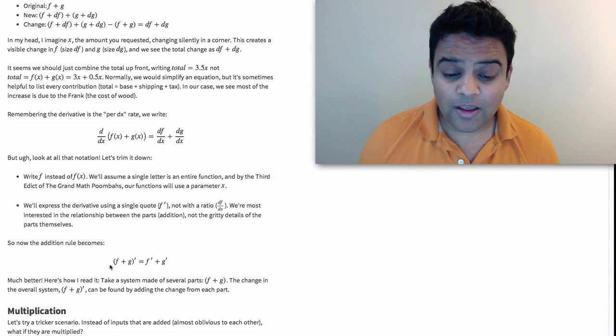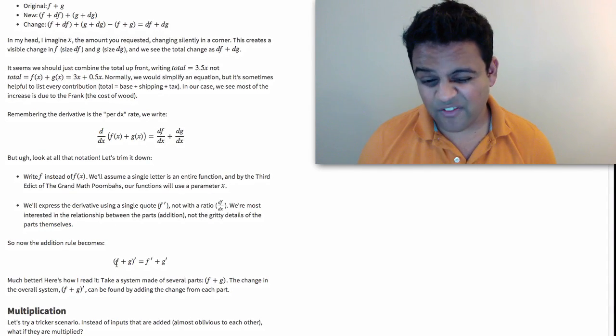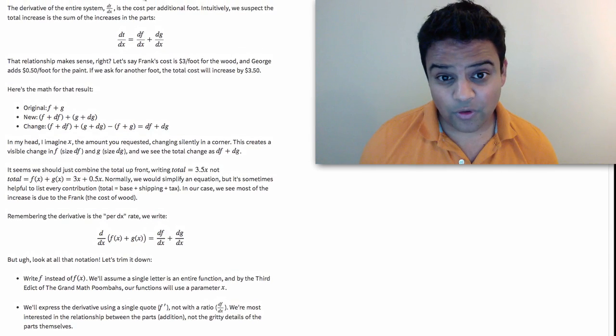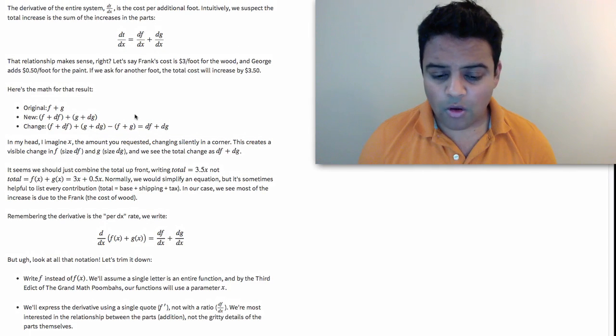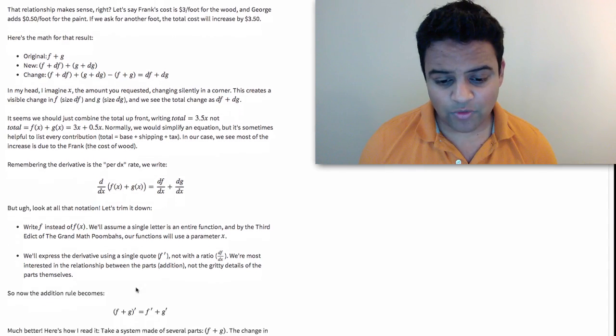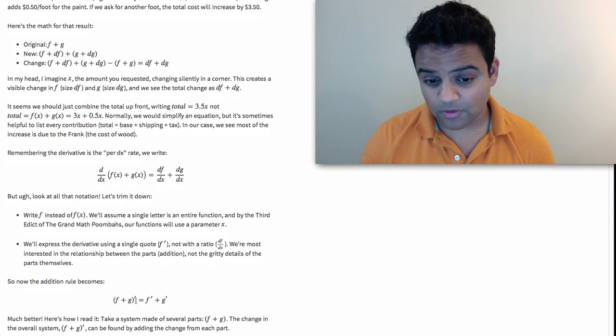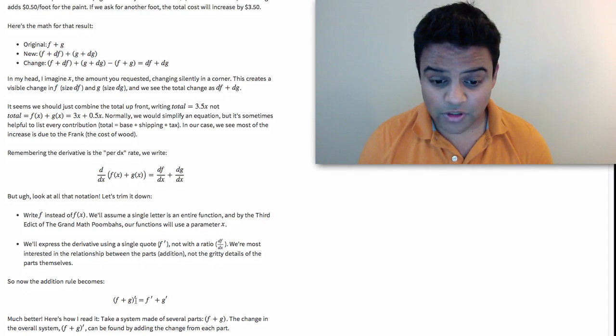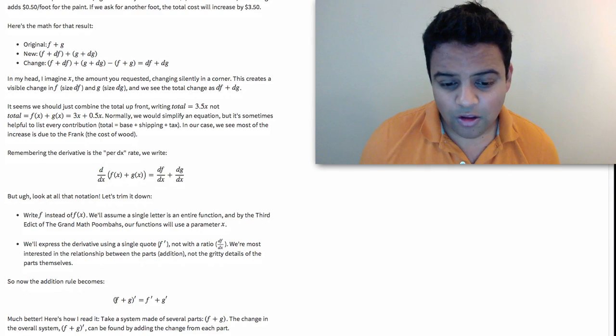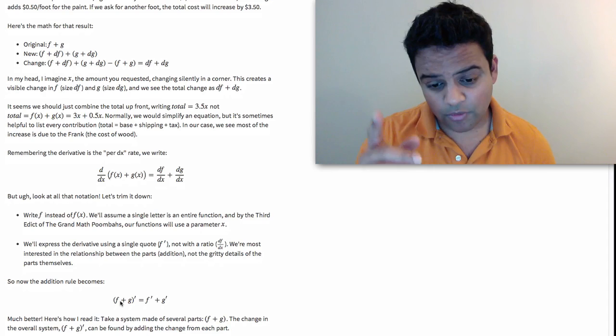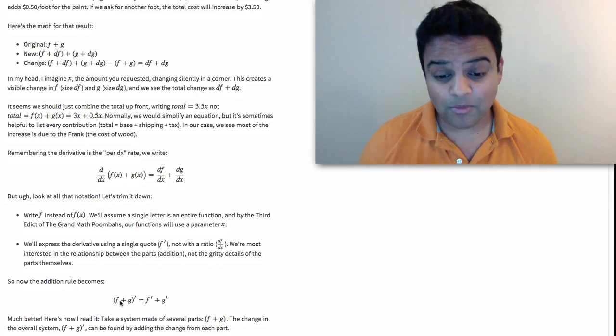One little shortcut is just to write functions with just f and g instead of writing out the whole f of x and g of x, just because we're trying to see the relationship. So we can write f prime and g prime, and what that prime symbol means is the derivative, the simpler version of the derivative, just to see the rules. So we can say (f plus g) prime equals f prime plus g prime.